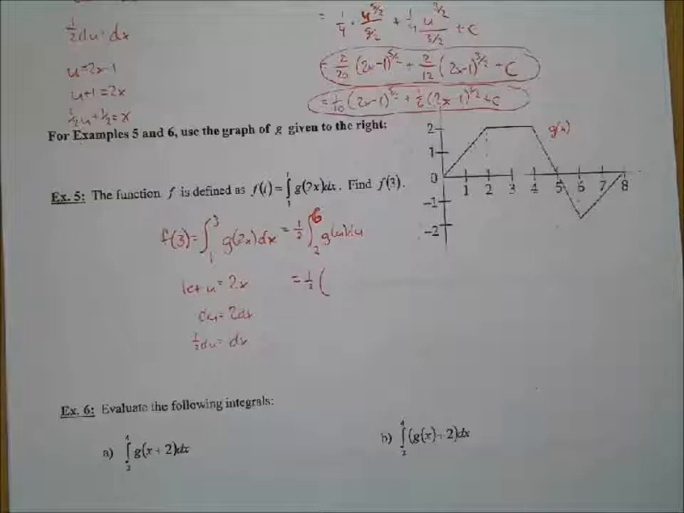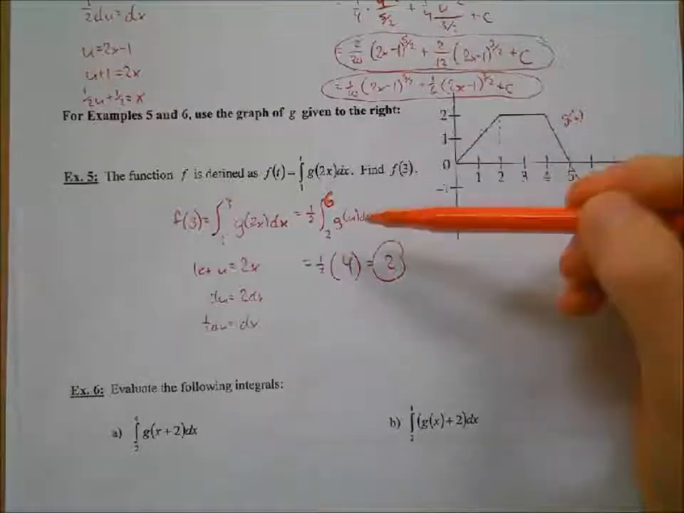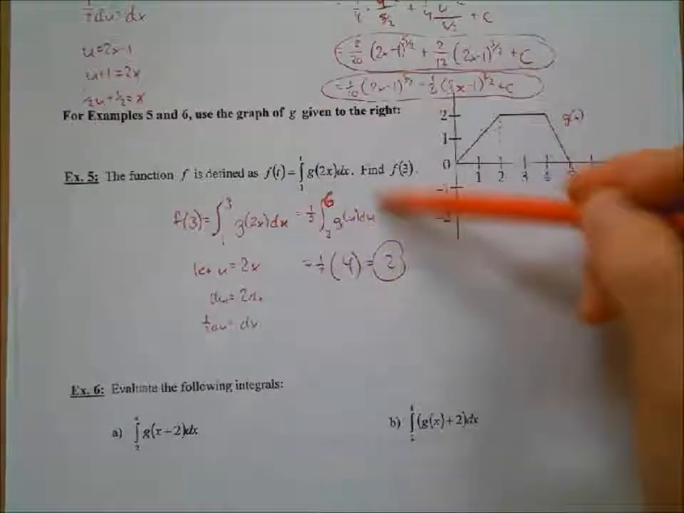Okay. We should have 2 as our answer. Questions on any of that? Okay. So are we okay with this? Is the fact that this is 1/2 the integral from 2 to 6 of g of u du? We're okay with that? Okay.